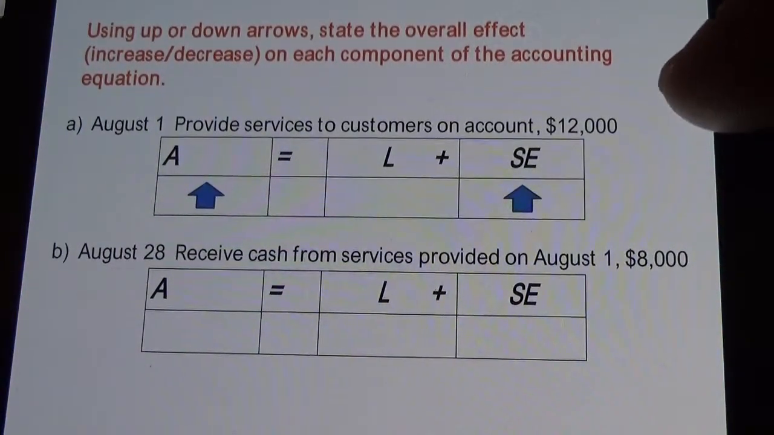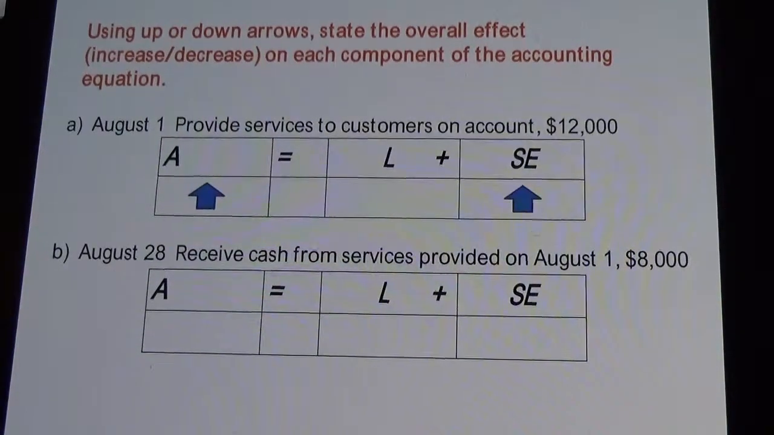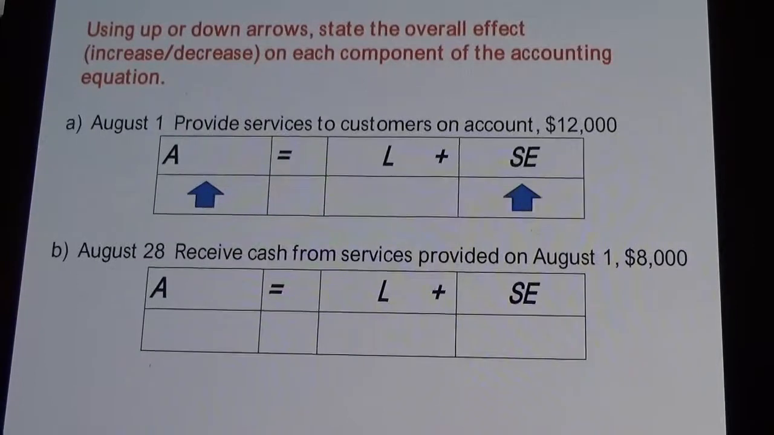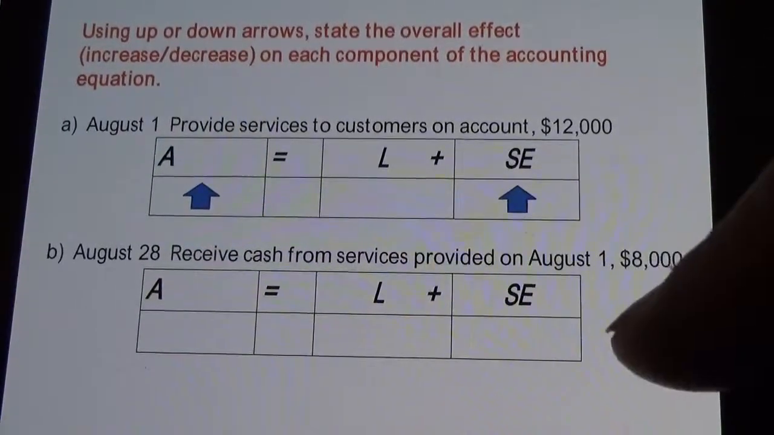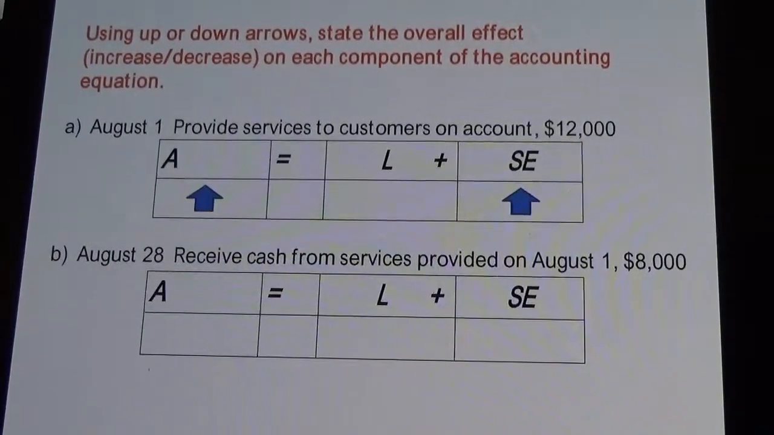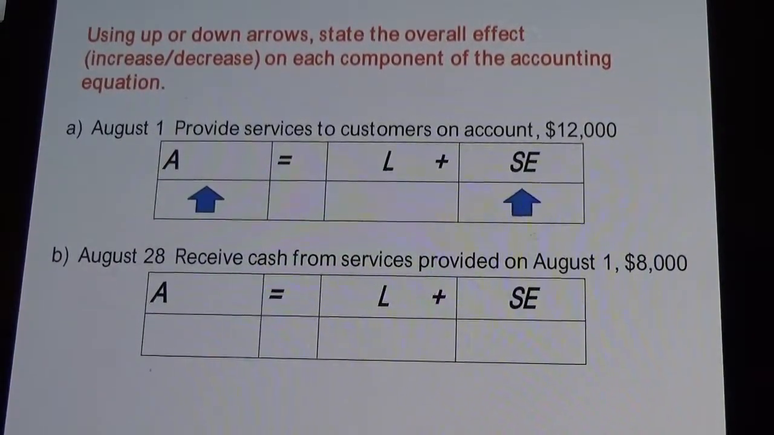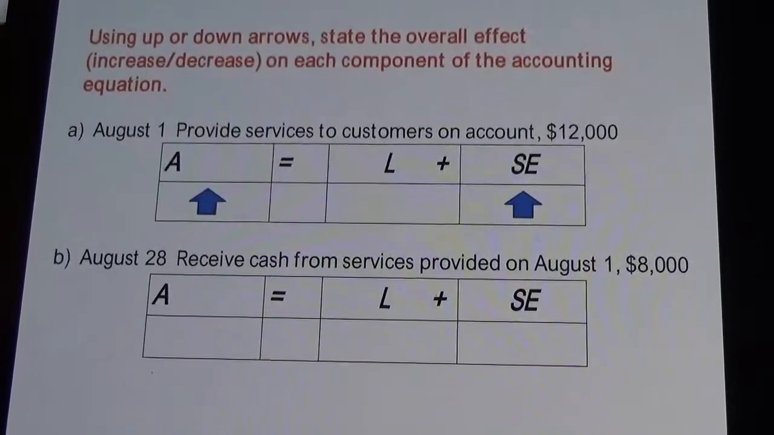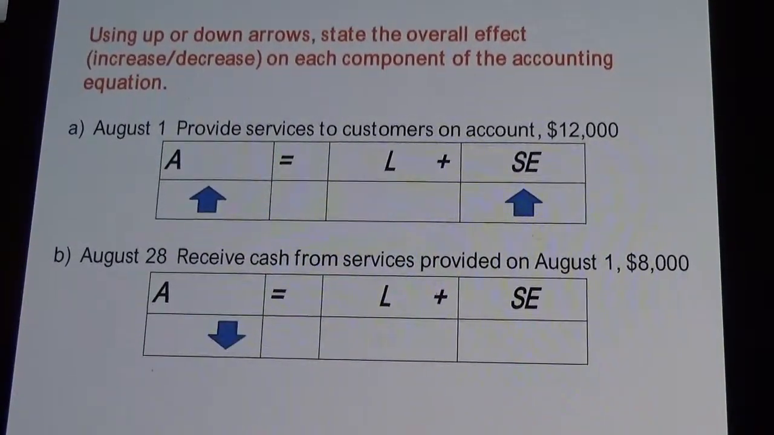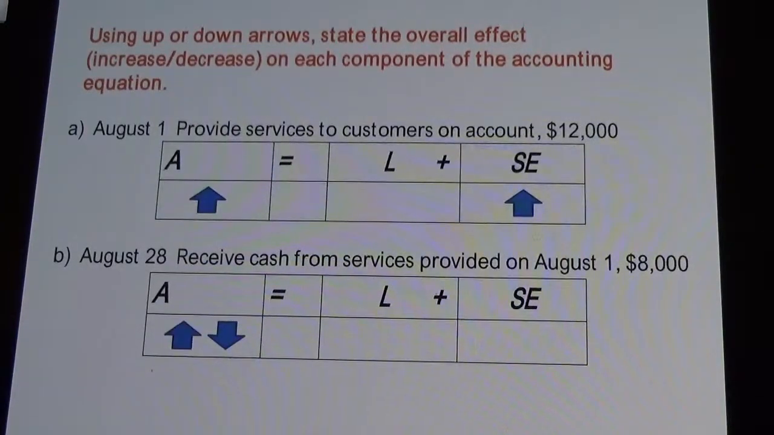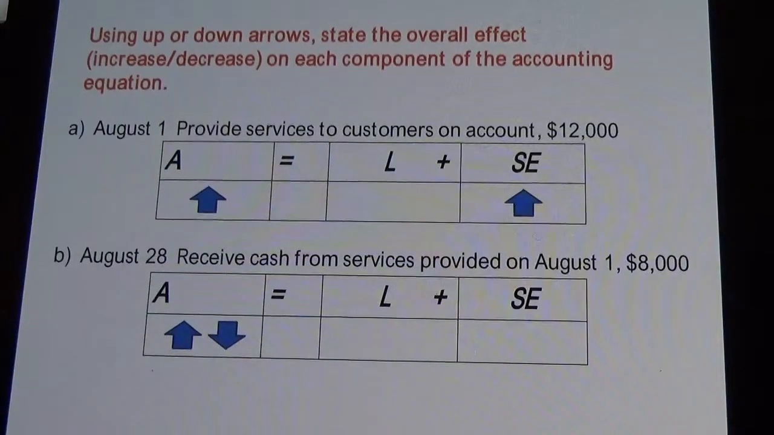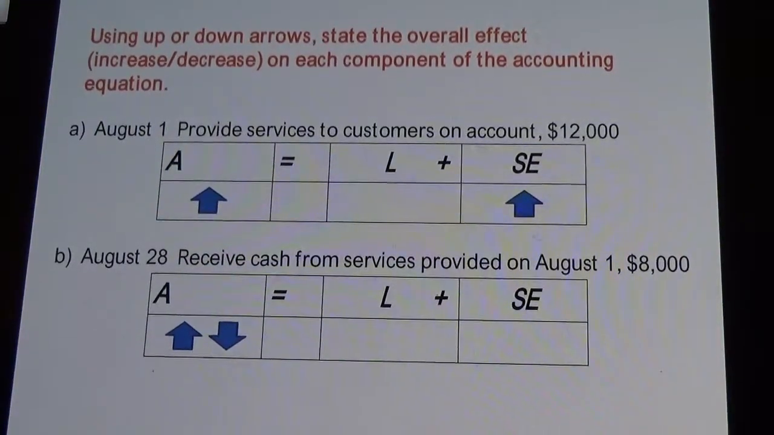The second one then says receive cash from the services we provided on August 1st. So we saw the August 1st transaction up here. Now we're seeing the actual receipt of the cash from our customers, and it's for $8,000. In this case, our cash asset is going to increase, but our accounts receivable asset that we recorded up in Part A is going to decrease. And so we're going to show that we've got a decrease in accounts receivable offset by an increase in cash, and therefore the overall effect on that accounting equation is 0.